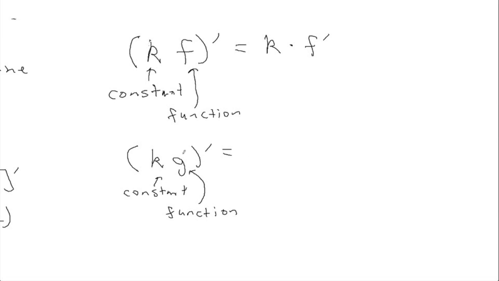How could we simplify this expression? You can simplify that as k times g prime. Sorry, this is my cursive k. K for constant. All right, so k for constant times g prime. Good.